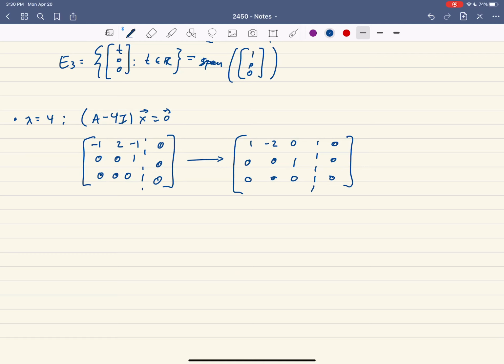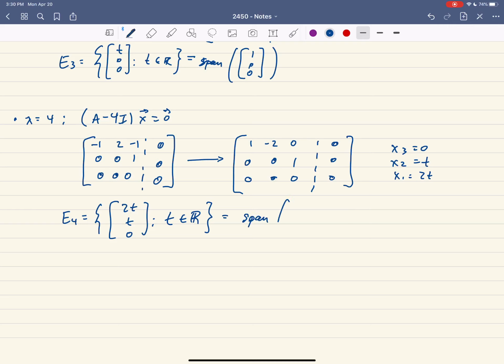And so our solution is going to be that x3 is 0. x2 is then going to be the value that we parameterize by, so x2 will be t. x1 then will be 2t. And if you look at E sub 4, this is going to be all the multiples of the vector 2t, t, 0, where t is in R. In other words, the span of the vector 2, 1, 0.